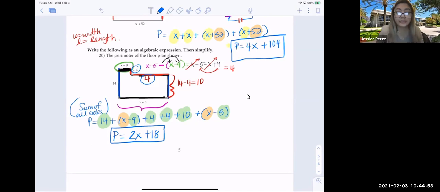We can't combine like terms, right? So let's scroll down. One second here, let's scroll down.